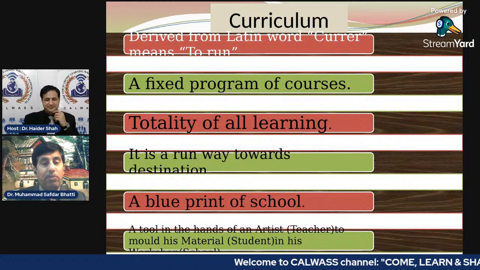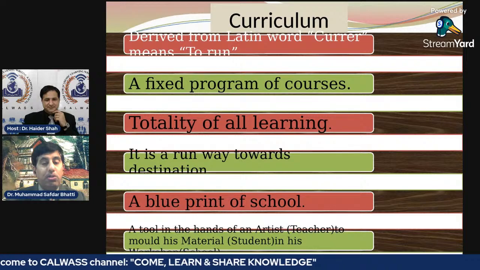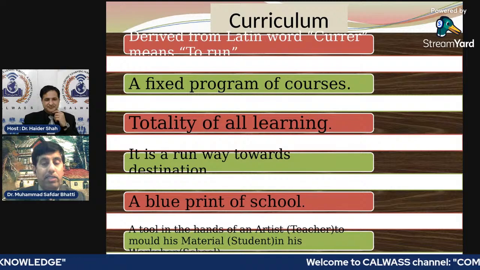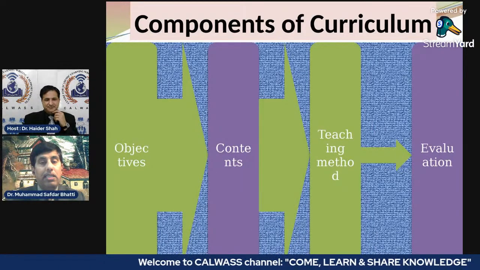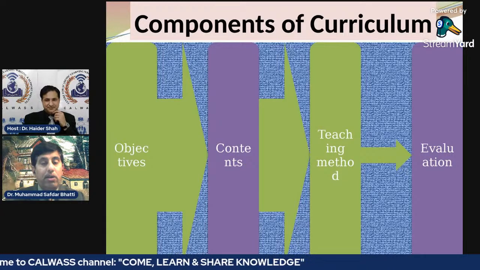If the classroom atmosphere is very positive, and the students are exposed to proper learning and some good usage of technology, automatically the students will show their personal interest at the very outset. These are some components of the curriculum: the objectives, the contents, teaching methods, and evaluation.